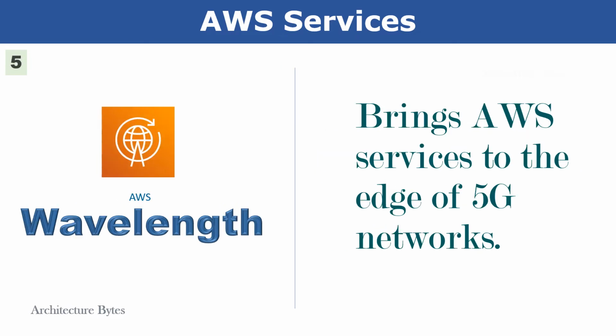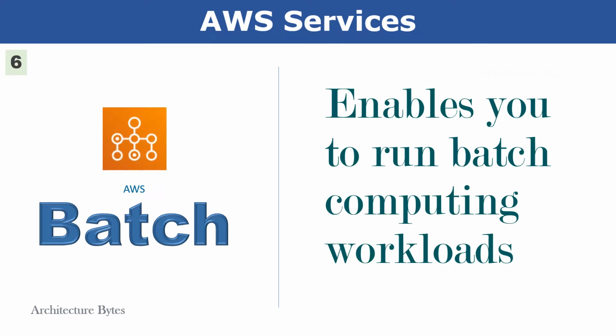Wavelength brings AWS services to the edge of 5G networks. In other words, AWS compute and storage services are embedded within 5G networks, thereby providing mobile edge computing infrastructure for ultra-low latency applications. Batch enables you to run batch computing workloads, manage compute environments and job queues, allowing you to run thousands of jobs easily.